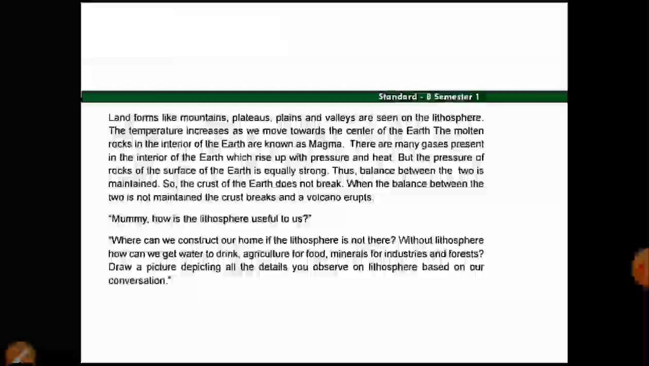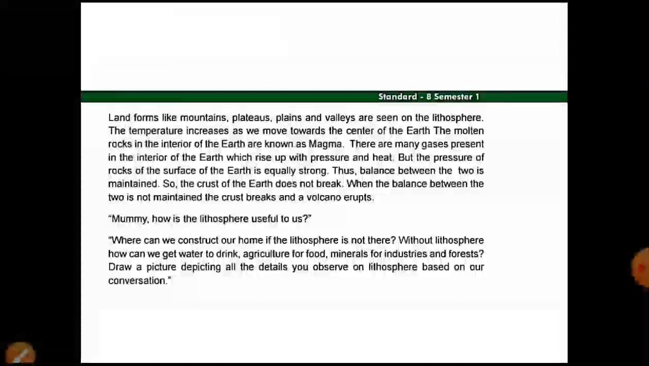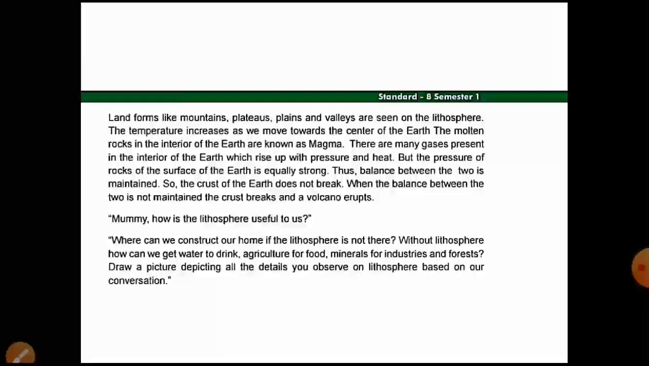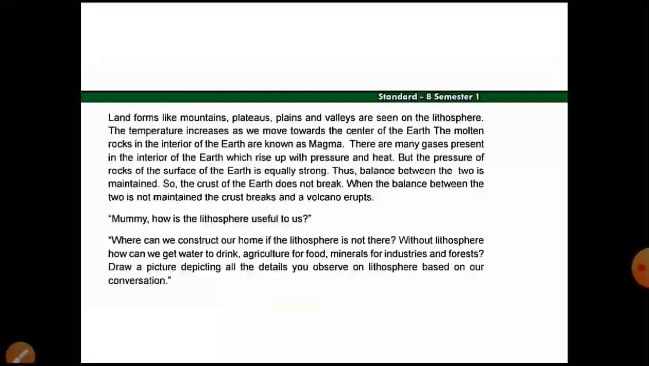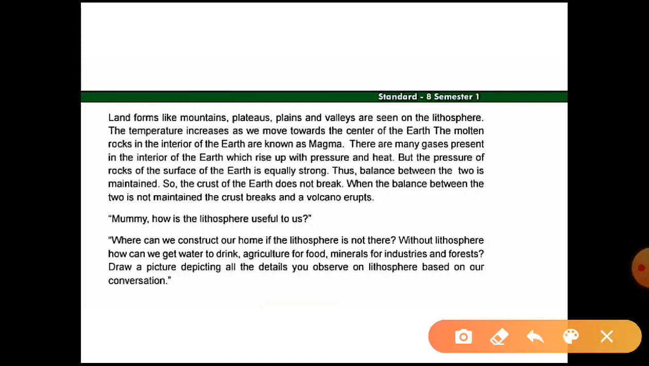Landforms like mountains, plateaus, plains and valleys are seen on the lithosphere. The temperature increases as we move towards the center of the earth. The molten rock in the interior of the earth is known as magma.